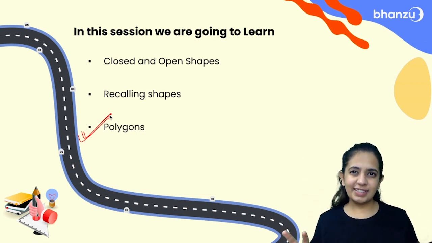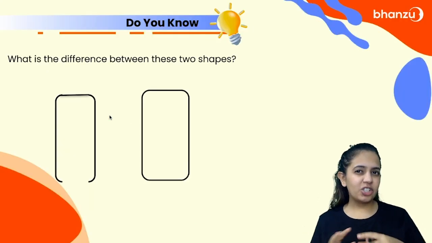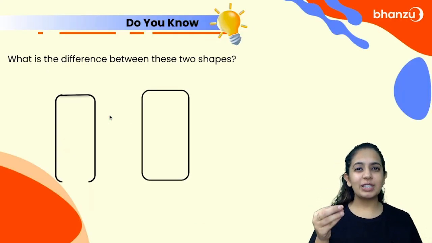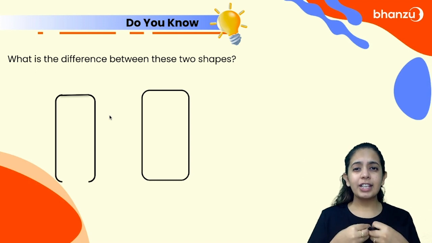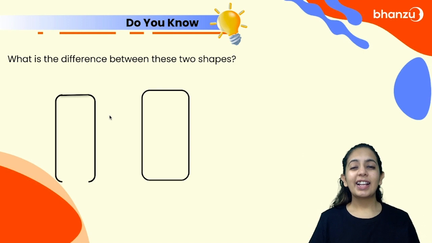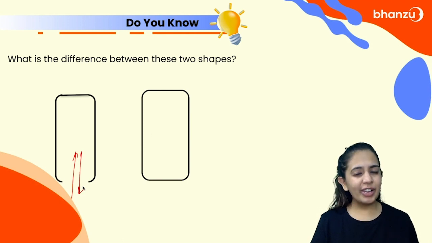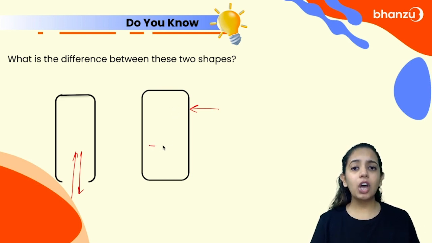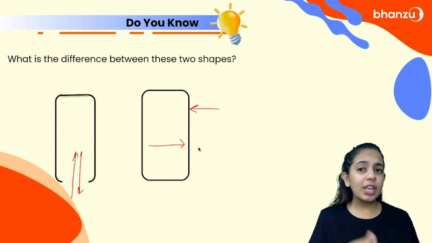Before starting this session, let me ask you a question. What is the difference between these two shapes? So put all your knowledge about shapes towards this question. As you can see, in this first shape, we can enter it, we can even exit it, right? But in the second one, we cannot enter the inside of this shape, and if we are inside, we cannot even go outside of this shape, right? So what do you think is the difference between these two shapes?